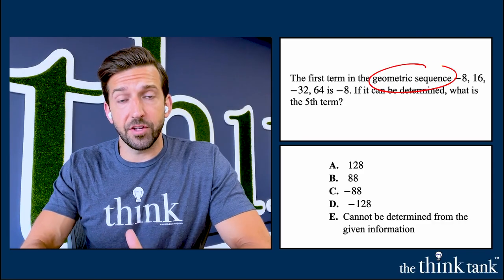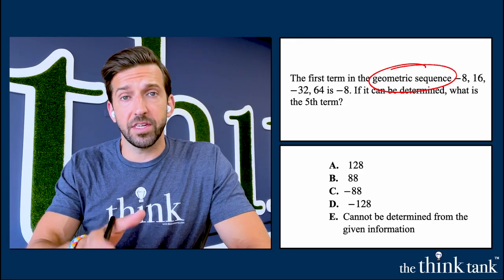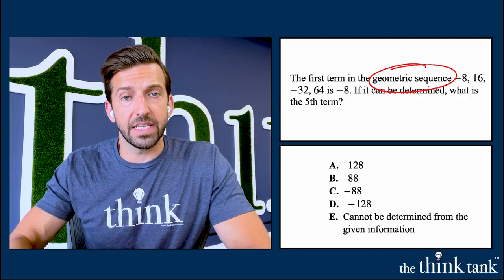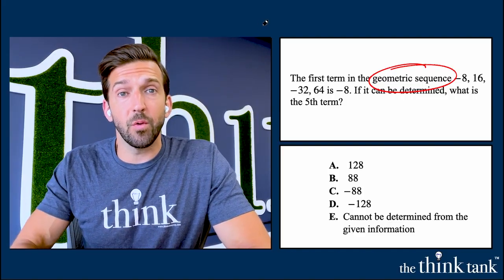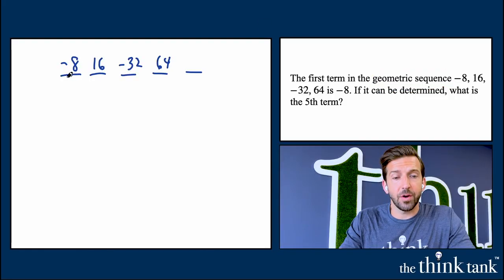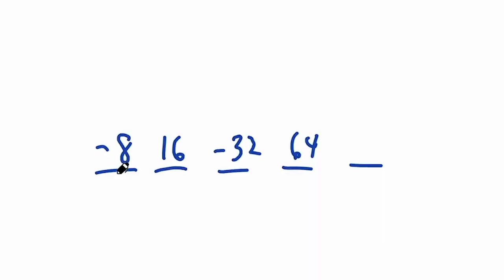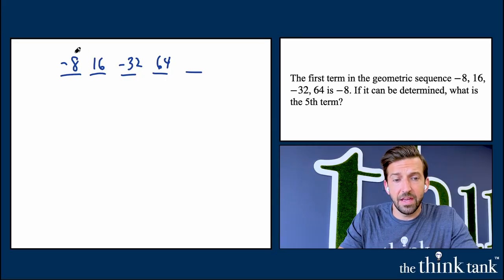They said that we have a geometric sequence here. That means we're just simply multiplying the same number every time. So all we need to do is figure out what is that number we're multiplying by. So I mapped out the terms here. The first terms are -8, 16, -32, 64. What are we multiplying each time? You could probably figure it out for yourself that you're multiplying by -2. So this is times a -2 each time.